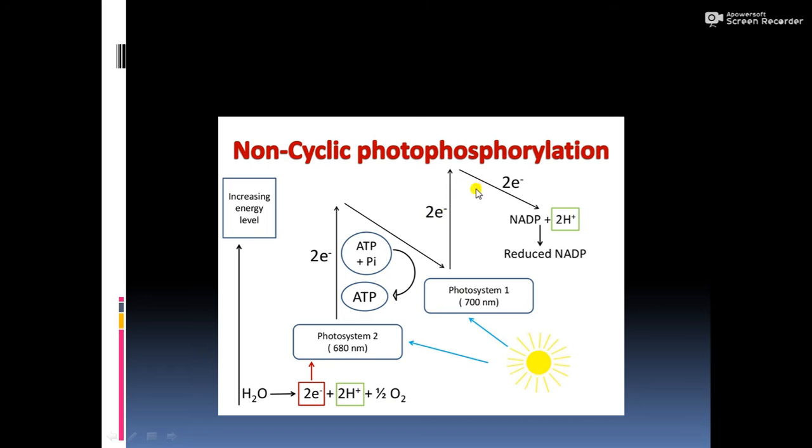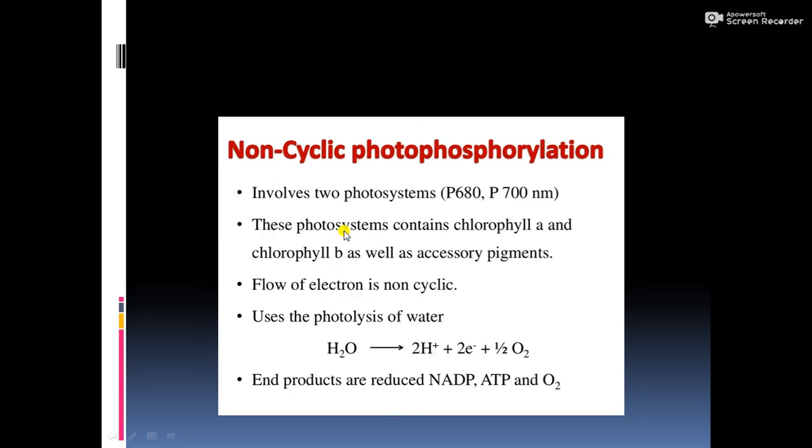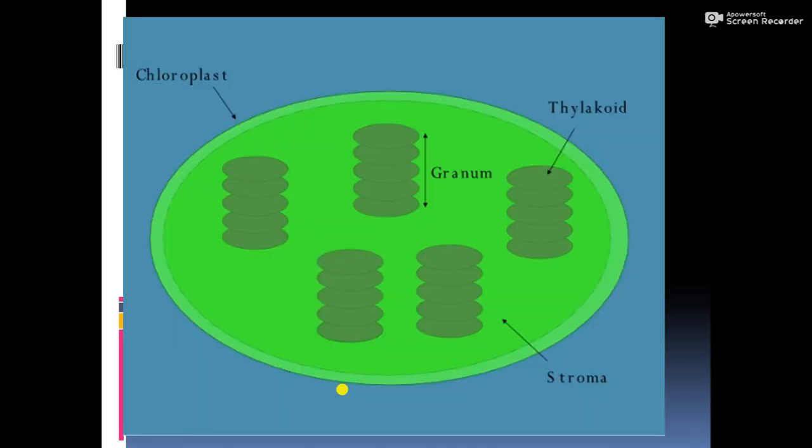Here, free electrons are coming to reduce NADP to make reduced NADP, that is coming from the breaking down of water, or photolysis. So, non-cyclic photophosphorylation involves 2 photosystems. These photosystems contain chlorophyll A and chlorophyll B as well as accessory pigments. The flow of electrons is non-cyclic, uses the photolysis of water, and the end products are reduced NADP, ATP and oxygen.